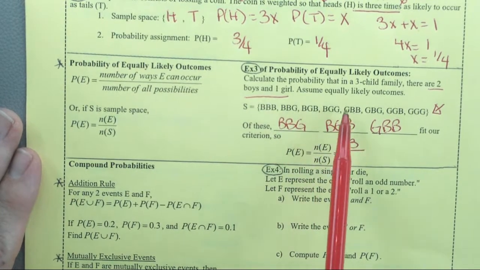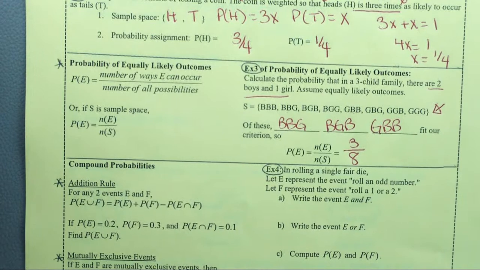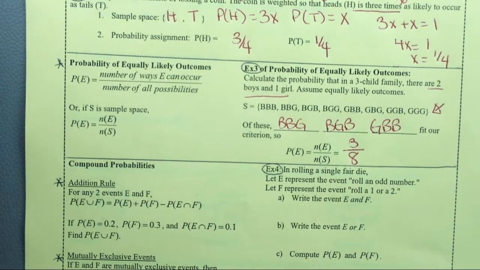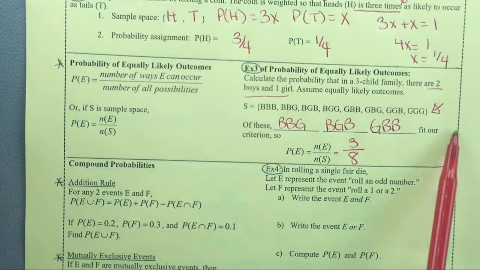1, 2, 3, 4, 5, 6, 7, 8. So there's a 3 out of 8 chance that I could have 2 boys and 1 girl. And again, you're going to have a problem just like this in your homework, and I want you to go back to this sample set and use it again.